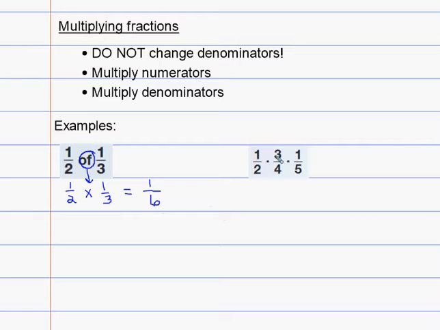Second example, we have 3 fractions that we're going to multiply together. And all the rules stay the same. We just multiply across the numerator, multiply across the denominator. Again, we'll get to a point where we need to be looking to simplify, but not today. 1 times 3 times 1 is 3. And then multiply the denominators.